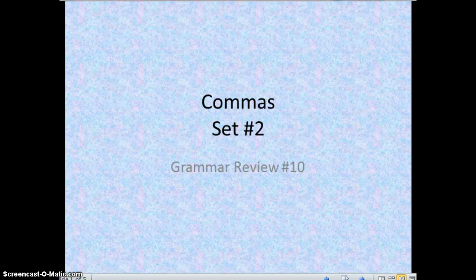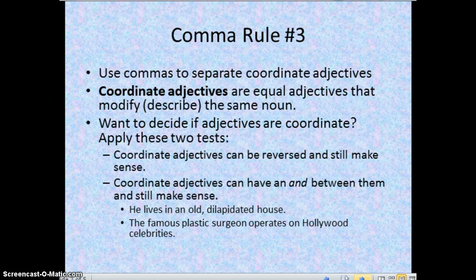We're going to start with our second set of commas. We have a lot of rules to go over, so just be patient and we'll get through them as quickly and smoothly as possible. So our comma rule number 3 is that you need to use commas to separate coordinate adjectives.